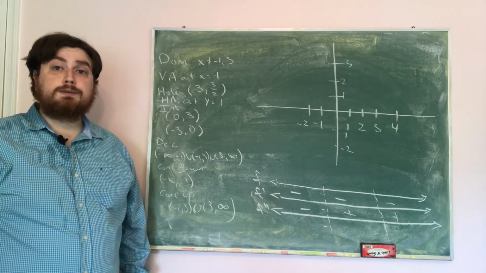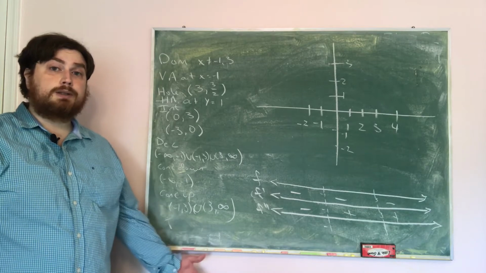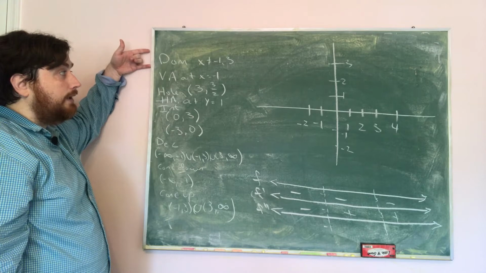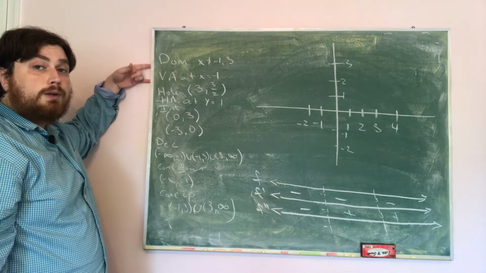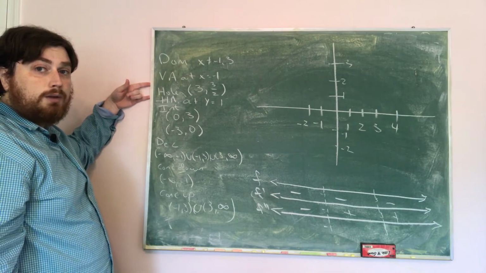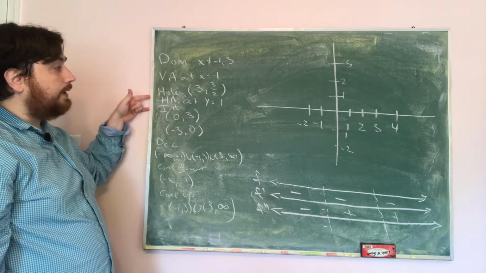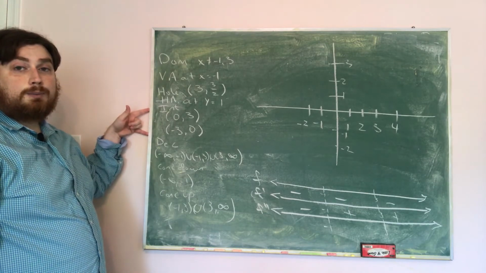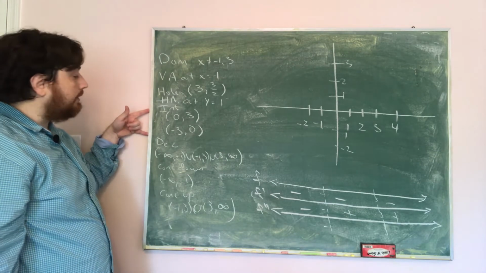Alright, so what I've done is I've taken the information we found and I've combined it into one chart. We noticed that the domain was x is not negative 1 or 3. We had a vertical asymptote at negative 1, whereas we had a hole at the point (3, 3/2). We also had a horizontal asymptote at y equals 1. We had intercepts at the points (0, 3) and (negative 3, 0).